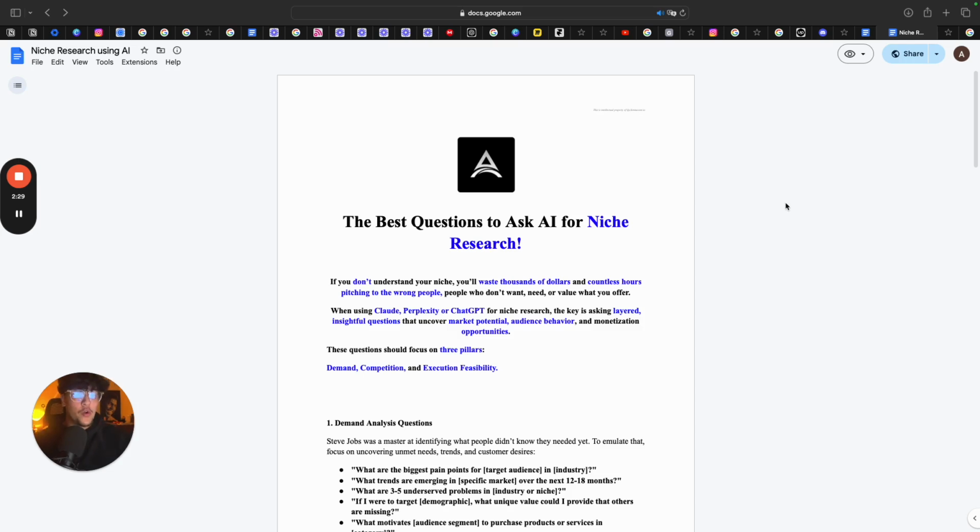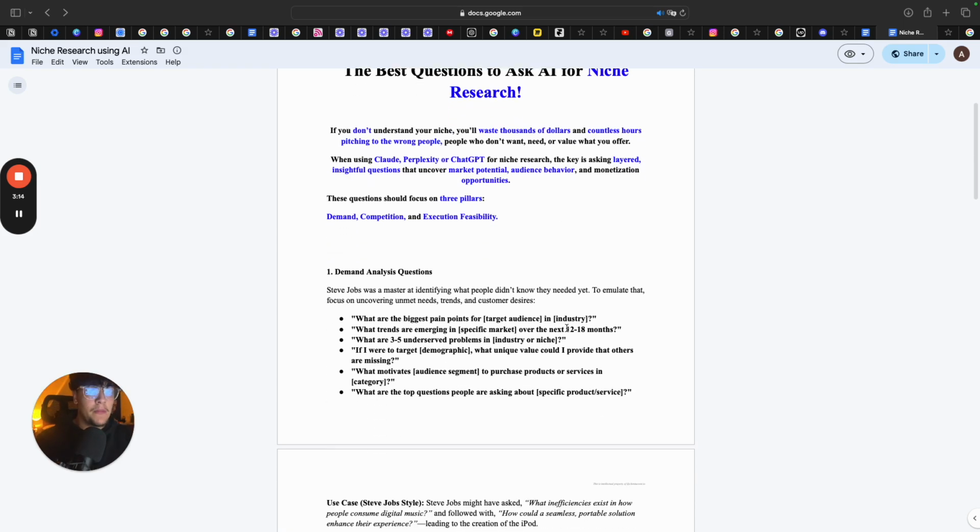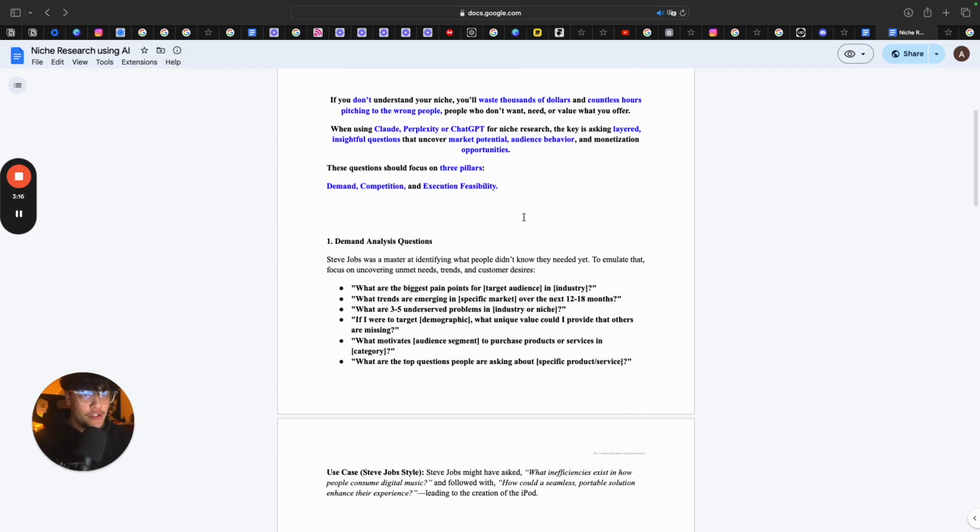When using Claude, Perplexity, or ChatGPT for niche research, the key is asking layered and insightful questions. These questions should focus on three pillars: demand, competition, and execution feasibility. First, demand analysis questions. Steve Jobs was a master at identifying what people didn't know they needed. To replicate that, we want to focus on needs that haven't been fulfilled yet.